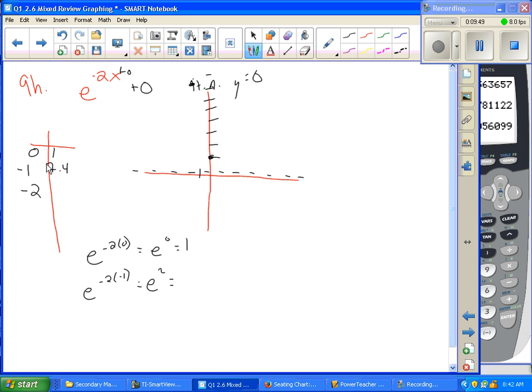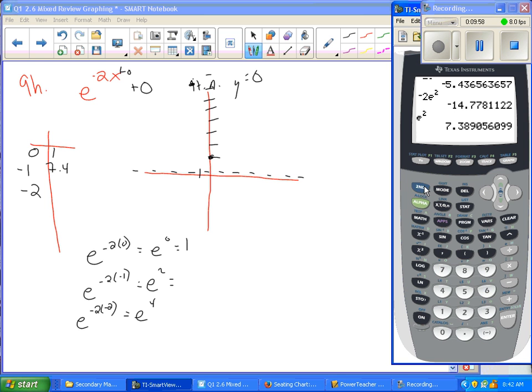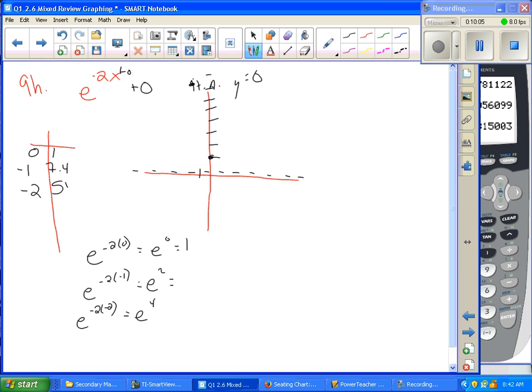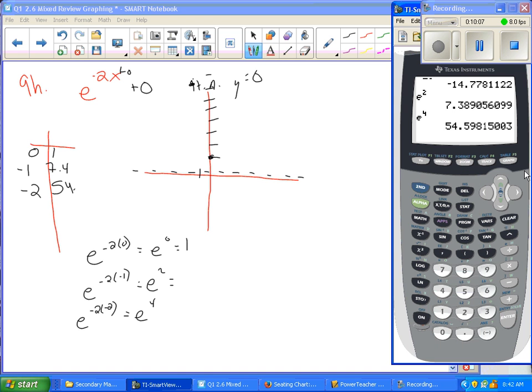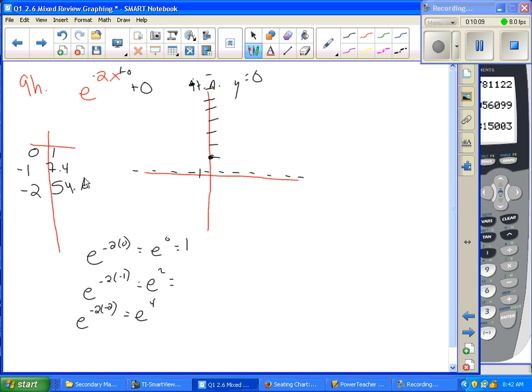And then if I plugged in negative 2, I'd have negative 2 times negative 2. So I get e to the positive 4, which is going to be a huge number, 54. And there's no way I'm going to graph that. So I'm just going to use the 2 points that I have to sketch in this graph. It looks something like that.